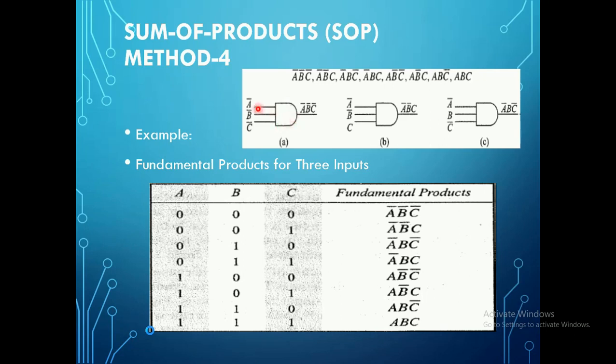That is A bar, B bar, C bar. So that means 0, 0, 0 is the input. What output you get? A bar, B bar, C bar. So this is the equivalent circuit for that. So now you have only for this particular value, first value, second value and third value. Okay. So similarly you have the AND gates for all these other values also.